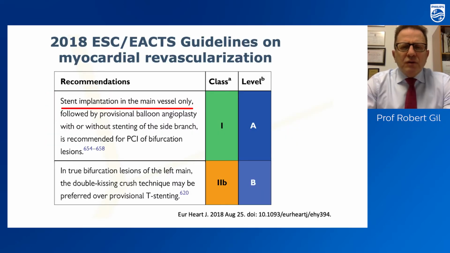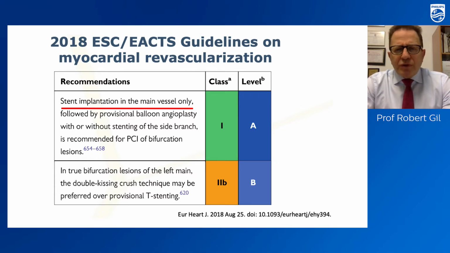And this is also a merit of the European Bifurcation Club, which was established in 2004 by our French colleagues, that the European Society of Cardiology took these recommendations for their guidelines. And here it's written that stenting of the main vessel, followed by provisional balloon angioplasty with or without stenting of the side branch, is recommended for PCI of bifurcation lesion.